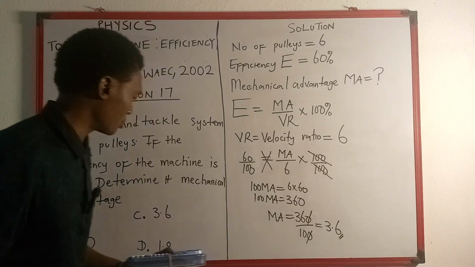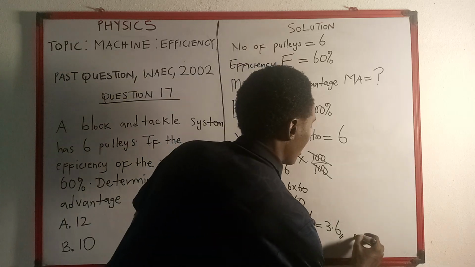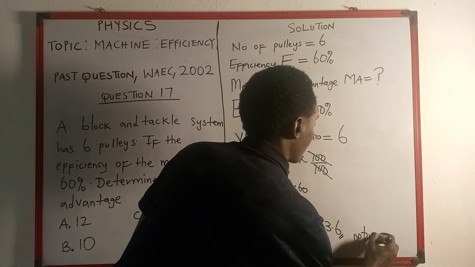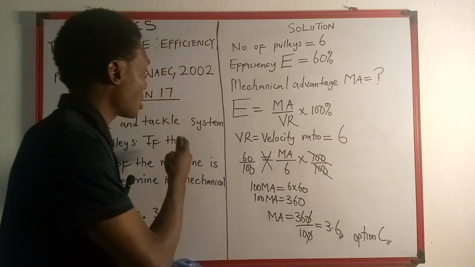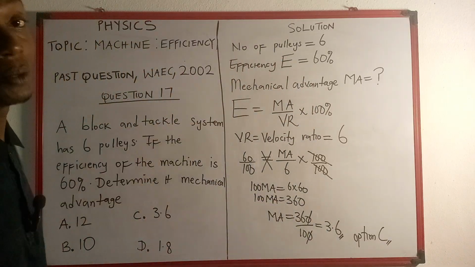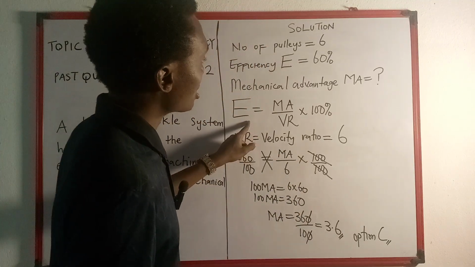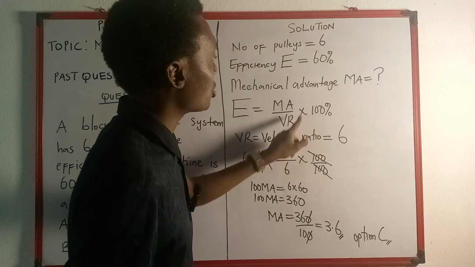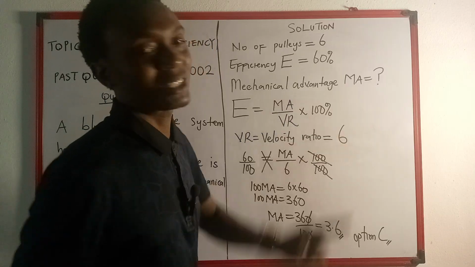You go to your option, the answer is option C. Option C is the answer to this particular question. And always take note, efficiency is given as mechanical advantage over velocity ratio times 100%.